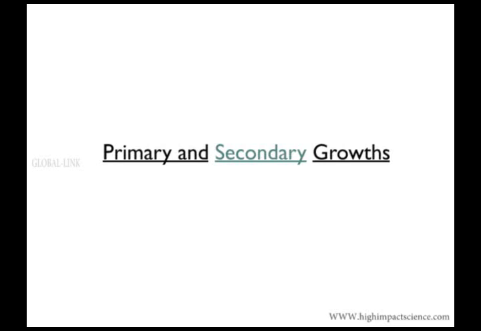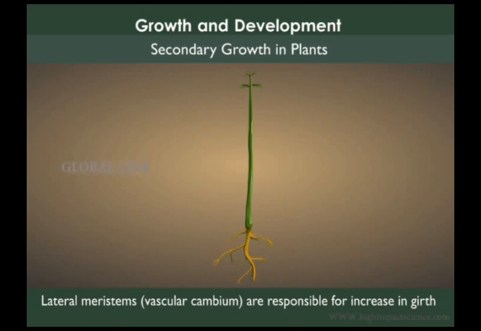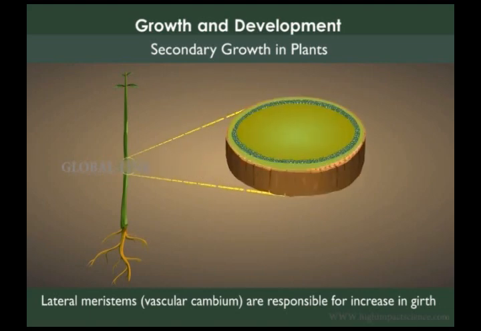Now, secondary growth. The tissue responsible for increasing the diameter of the plant's body is the lateral meristem, located on the lateral position of the roots and stems. This is called the vascular cambium.